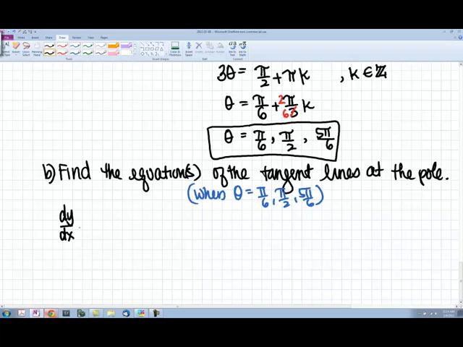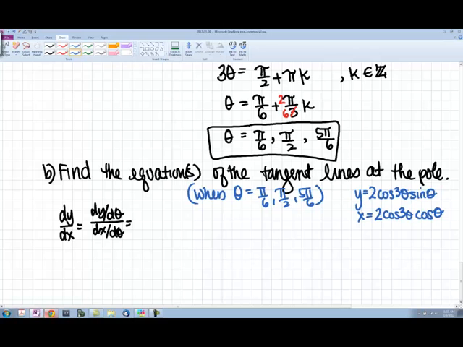So back up to earlier when we were discussing slope, dy/dx is dy/d theta over dx/d theta. And I'm going to go ahead and write out what our slope formula is going to be by using y equals 2 cosine 3 theta sine theta, which is our r sine theta, and x equals 2 cosine 3 theta cosine theta. Remember, this is r sine theta and r cosine theta for y and x.